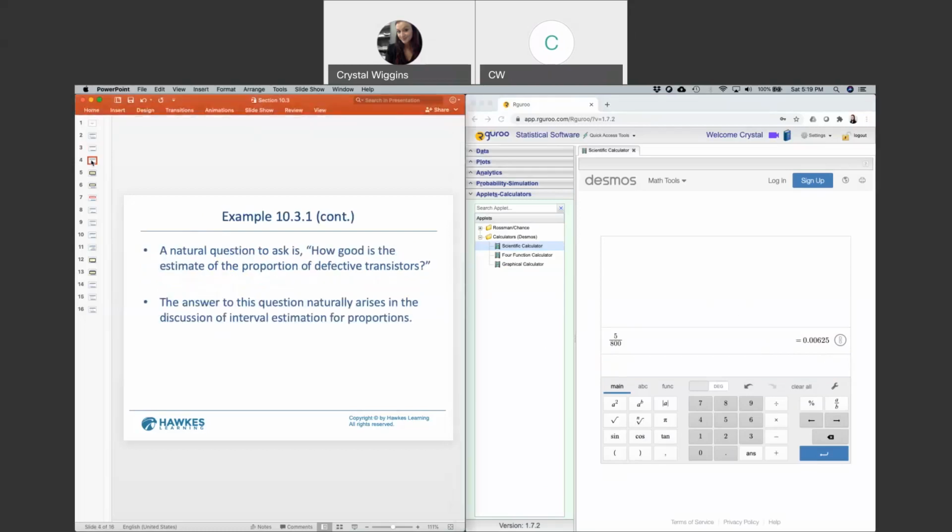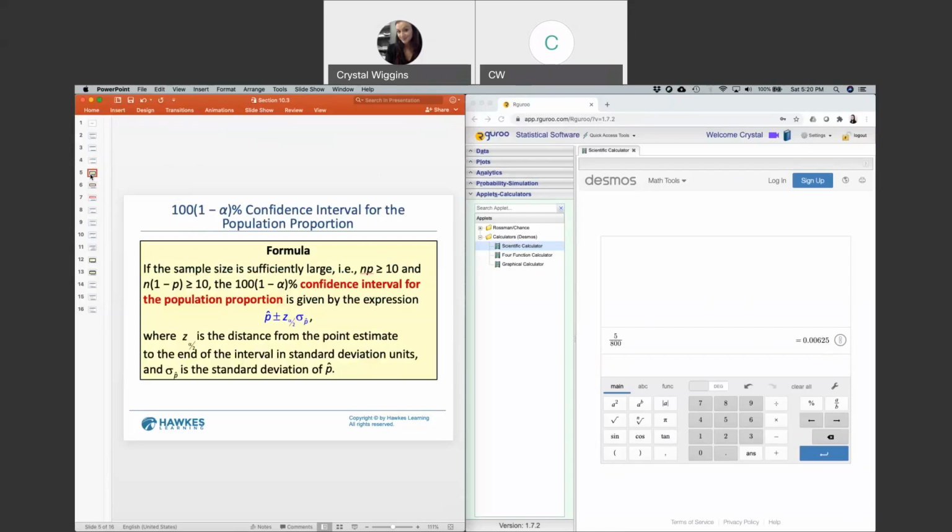A natural question to ask is how good is the estimate of this proportion that we just calculated? In order to answer this question, we would have to calculate an interval estimate because, as we learned when we were discussing point estimates and interval estimates in the world of the means, the point estimate could be accurate, but the problem is we really don't know how accurate it is. It doesn't come with a confidence level. It is our best guess when that's the only information we have in front of us. But what's better is calculating interval estimates, which give us a little wiggle room and apply a confidence level.